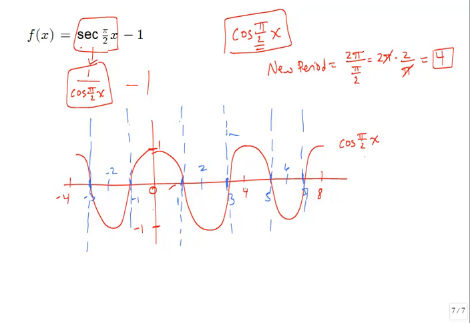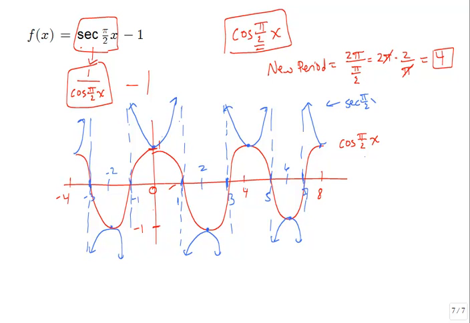Now that I know where all of my asymptotes are, we just need to draw our U-shapes. For all of these 1s and -1s, they're going to stay put, because the reciprocal of 1 stays 1, the reciprocal of -1 stays -1, and so forth. These are all positive y's, so this needs to be a U going up. These are all negative y's, so these will go down. This will go up, down, up, down, and so forth. So now this graph in blue is my secant pi over 2x.